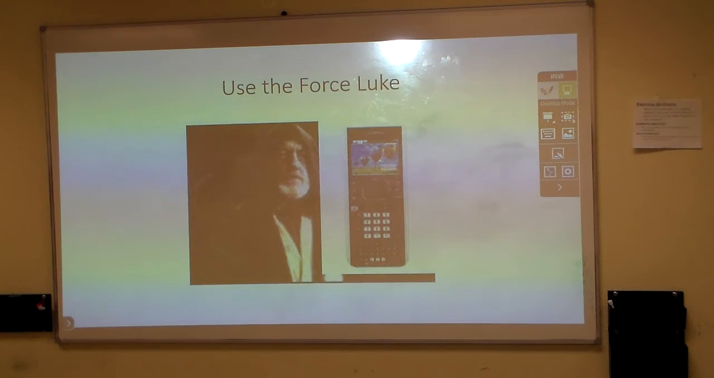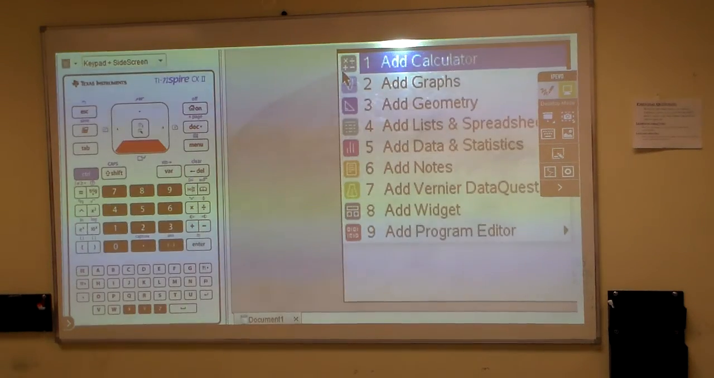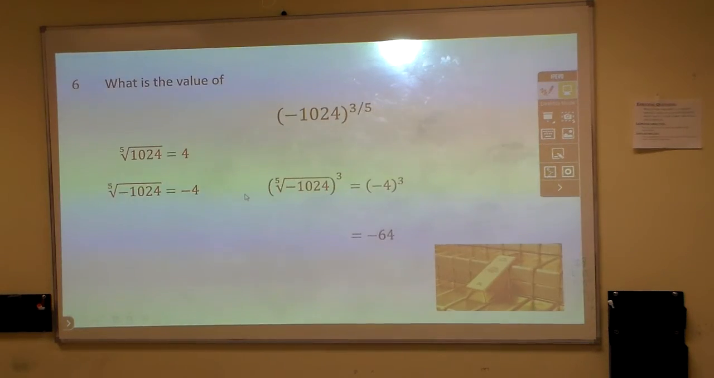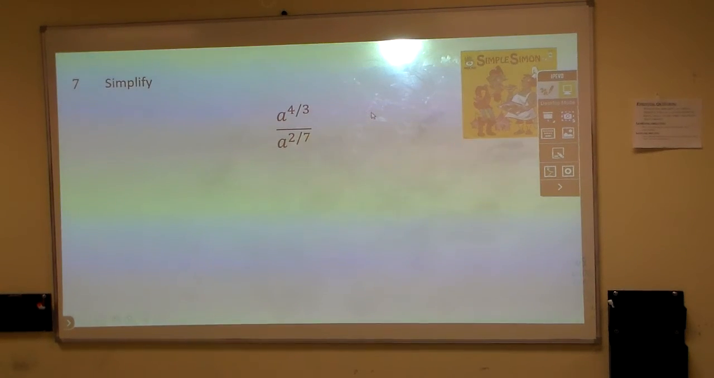Also, you could use the calculator. To do that, go to your calculator, go to the Add Calculator feature, type in your negative 1,024, hit your exponent button right here, and then in the exponent part, you'll put that 3/5, and it will tell you the answer is negative 64.